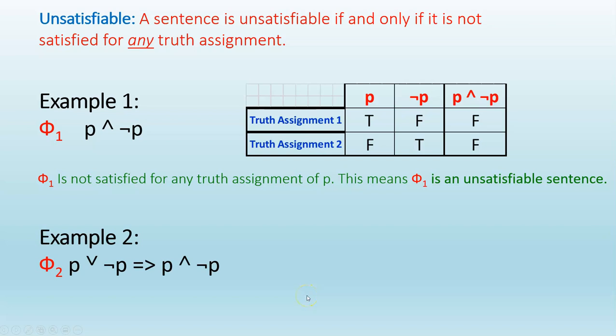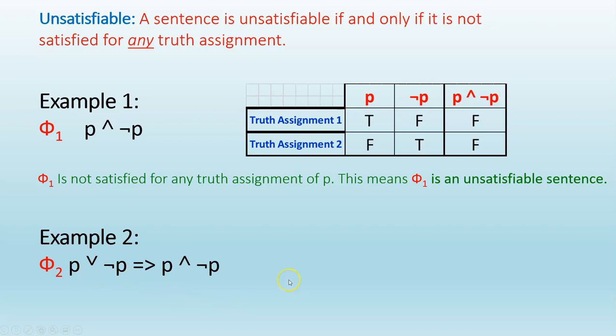Here's another example. This is not quite as trivial as the first example. Here I have an implication. Notice that the consequent of the implication is the conjunction that I just used as an example. We already know that's unsatisfiable, so this will always be false, regardless of the value of P. And the antecedent is the disjunction that we talked about in the valid sentence example. We know that's always true because this is a valid sentence.